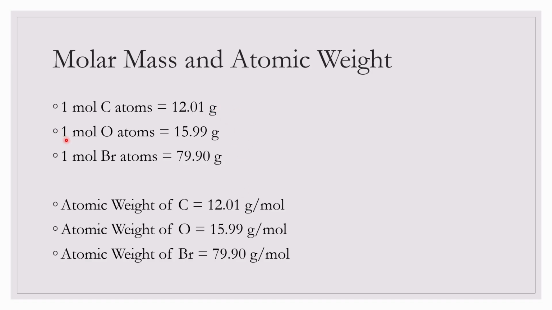And then for 1 mole of oxygen, we similarly write 15.99 grams because that's the atomic weight from the periodic table. And then if we say what the atomic weight of oxygen is, we write that as 15.99 grams per mole. And then similarly with 1 mole of bromine atoms, we get 79.9 grams from the periodic table as its atomic weight, and that is represented as atomic weight of bromine is equal to 79.9 grams per 1 mole. So as you can see, we can see how these are very closely related.